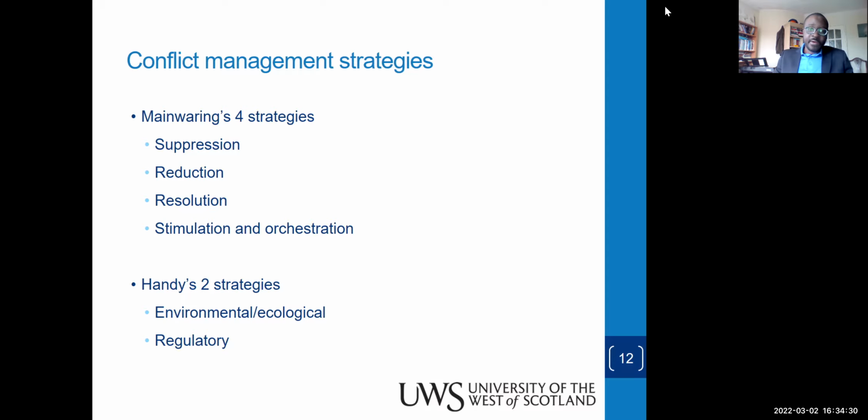Now, Handy had two strategies in terms of resolving it. Mainwaring had four strategies, and you can find it in the text. But Handy has two strategies. So Mainwaring had these four, and Handy has two strategies. So here he's talking of environmental and ecological. I will just leave that one briefly.